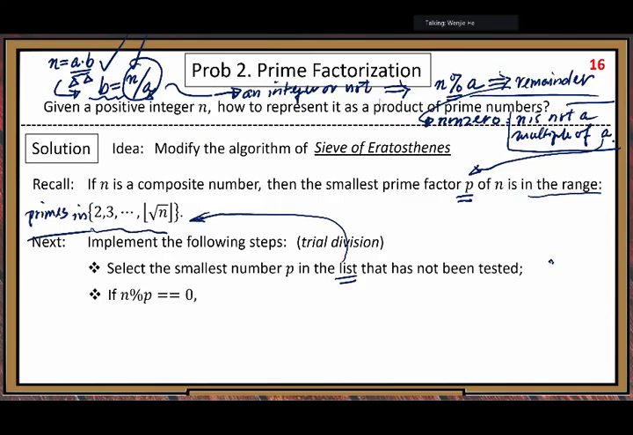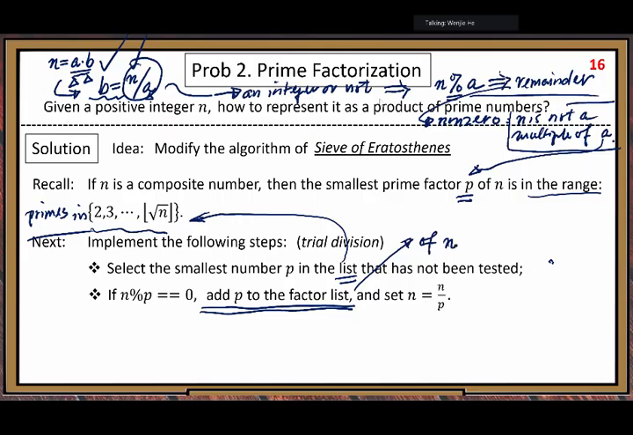Then we apply the modular operation, n mod p, and check if it equals 0 or not. If it equals 0, it tells us p is a factor. Add p to the factor list. That means this p is a factor of n.